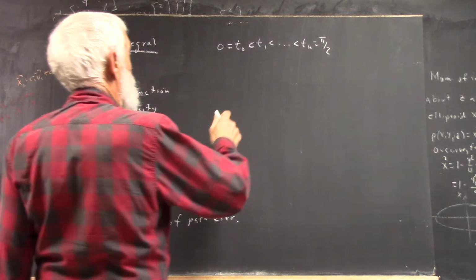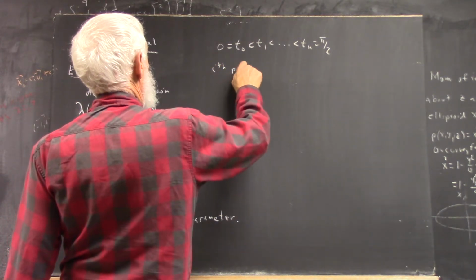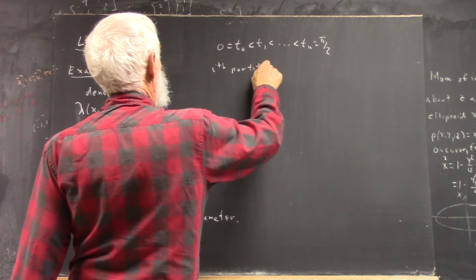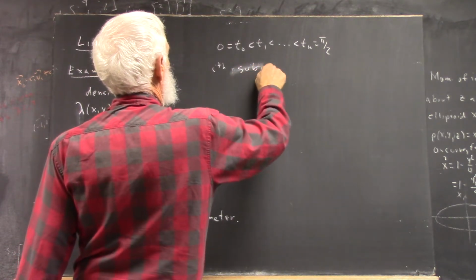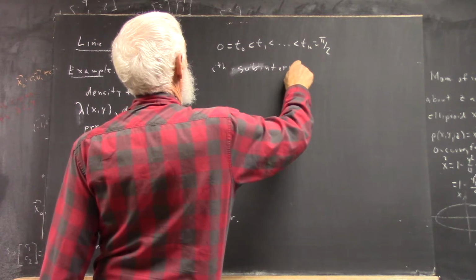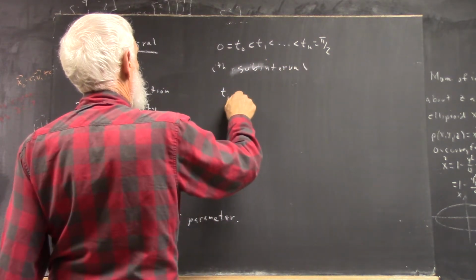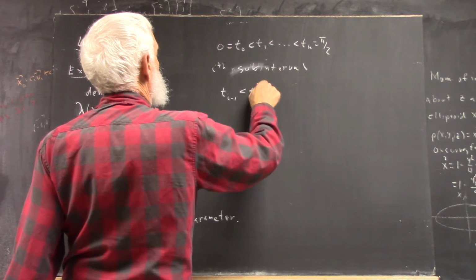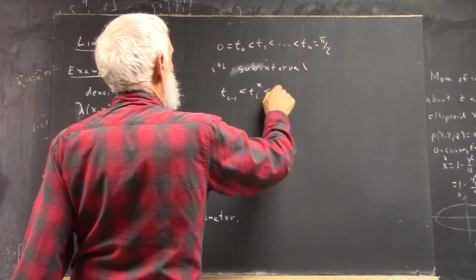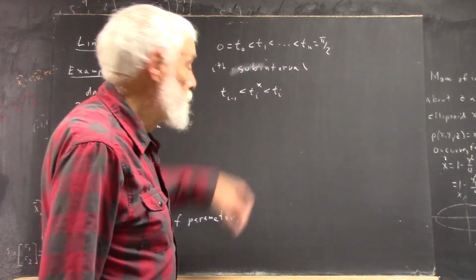And on the ith subinterval of the partition, we have t sub i minus 1 less than t sub i star less than t sub i. Sample point t sub i star.